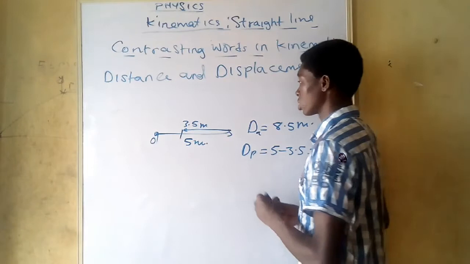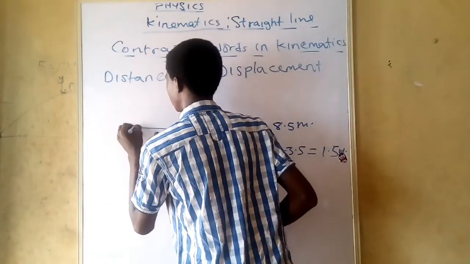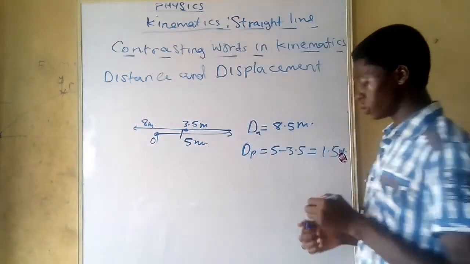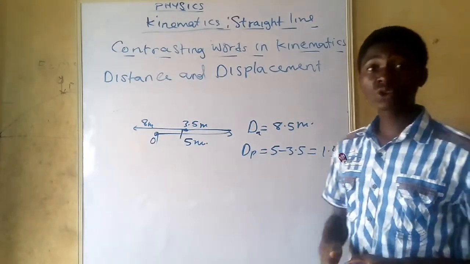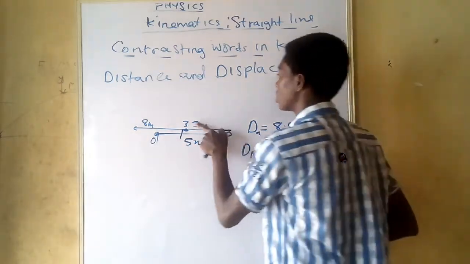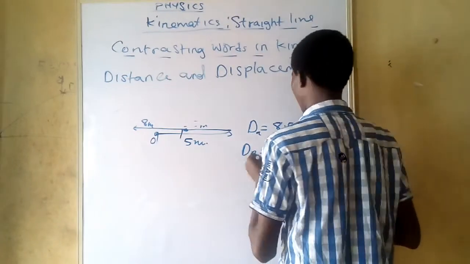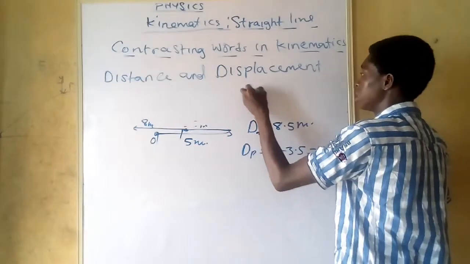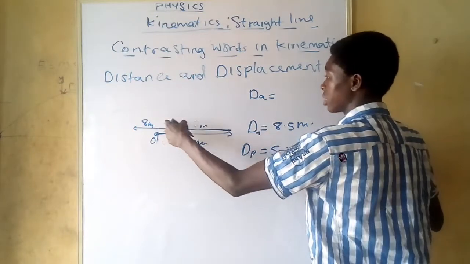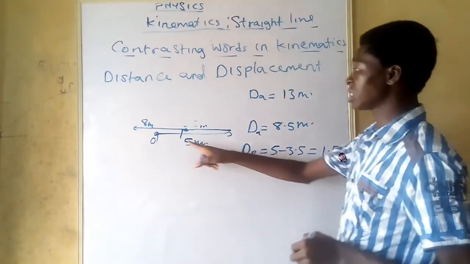So if the person moves, let's say I'm the one moving, and then I move a distance of 8 meters to the left. Now, the question is, what is the distance covered? The distance covered is just that I'm going to add all the total space covered. Remember, I am moving from here, 8 meters to the left. So DA now becomes 5 plus 8, which is 13 meters. But what is the displacement?